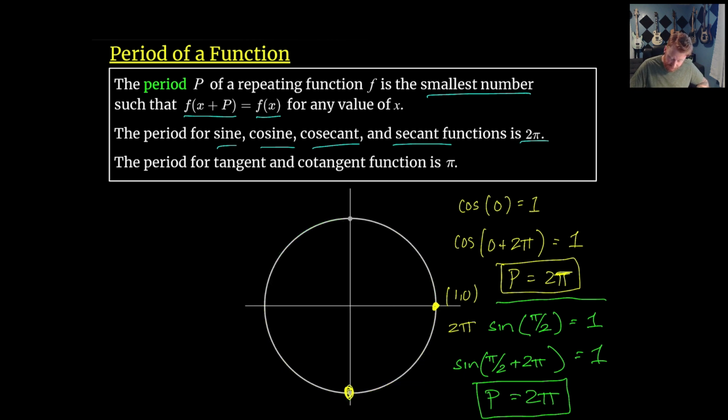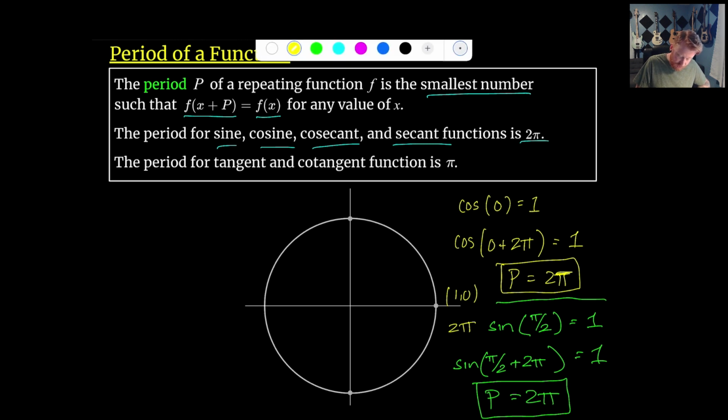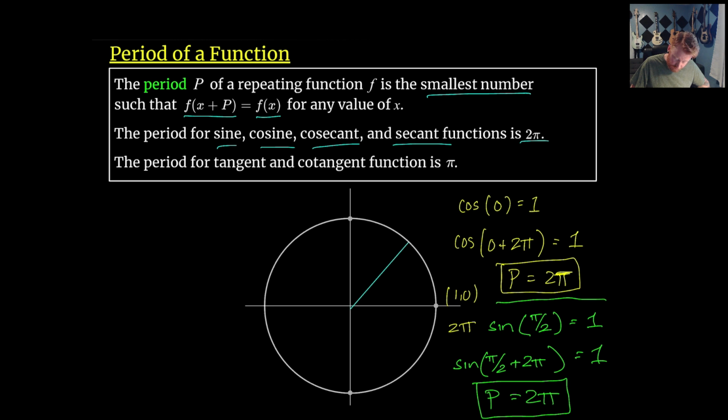Now I want to take a look at tangent. We're going to think about when tangent is equal to 1, and tangent is equal to 1 at pi over 4. Because this is where we're going to have square root of 2 over 2 and square root of 2 over 2. If we look at the ratio of those, we just get 1. So it is the tangent of pi over 4 that gives us 1.